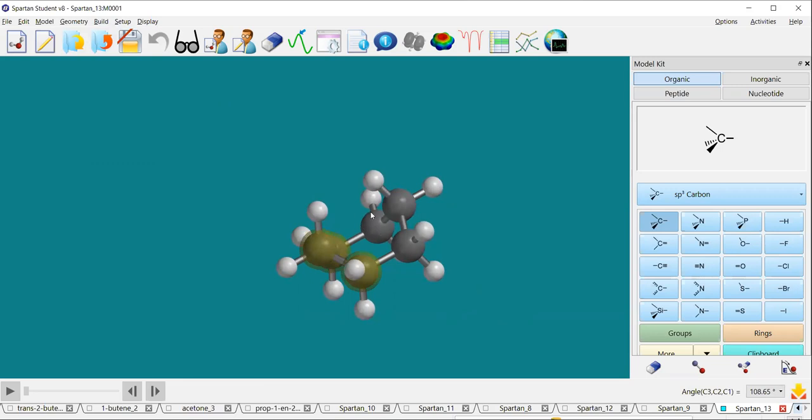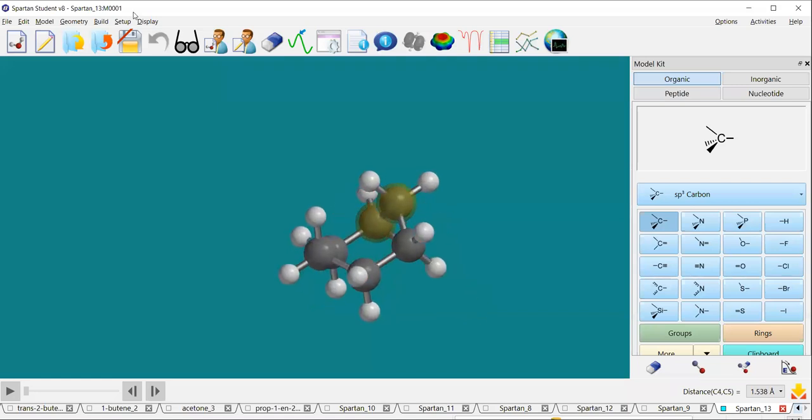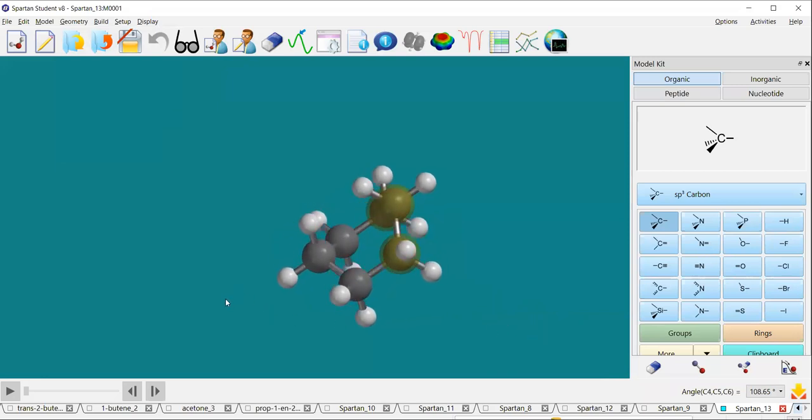Pick 1, pick 2, second peak. So geometry distance, this and this, 1.096. And then the distance between these 2 carbons is the same, 1.538 angstroms. And finally, the angle, 108.65 degrees. Now I have to explore corners and do the same, measure distances between hydrogens and carbons.